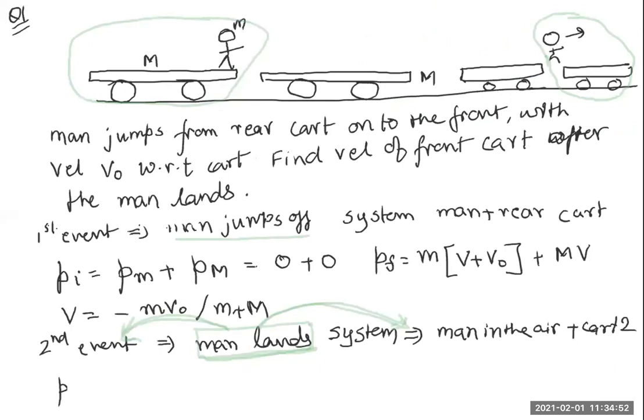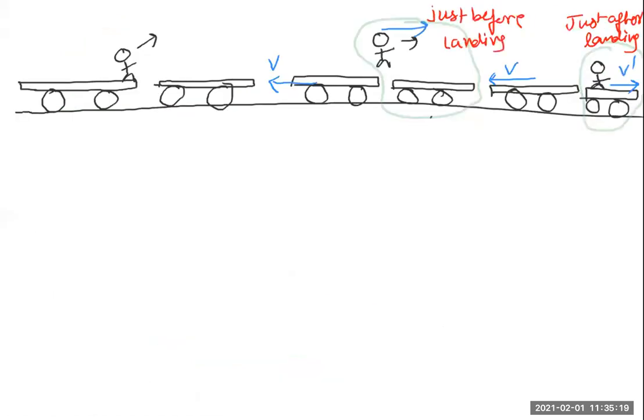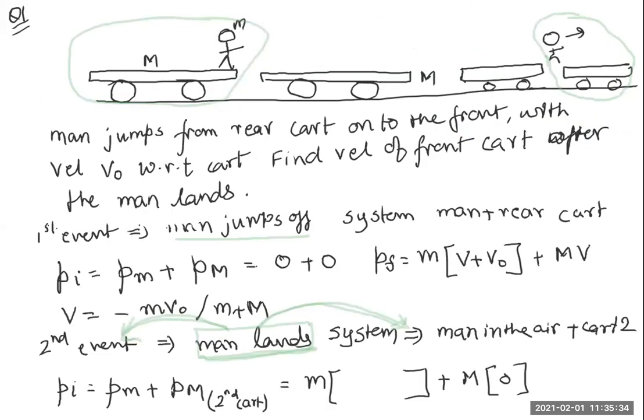So initial momentum is the momentum of the man plus momentum of the cart. But remember, this is the second cart, not the first one. Mass of man into velocity of man plus mass of cart into velocity of cart. As I hope is now obvious to you, this is the initial picture. This is the final picture. So initially, the man is moving with some velocity. Basically, you have to fill this up. What is the velocity of the man?